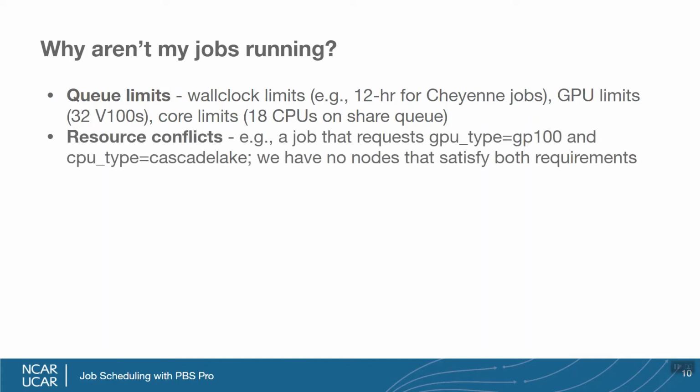Another reason why that might happen would be resource conflicts. So if you have a job that requests a GPU type of GP100 and a CPU type of Cascade Lake, this job can never run. And that's because we have no nodes that satisfy both of those requirements. And unfortunately, PBS doesn't know that at submission time, so it'll allow you to submit it, but that job will just sit in the queue and not be able to run.